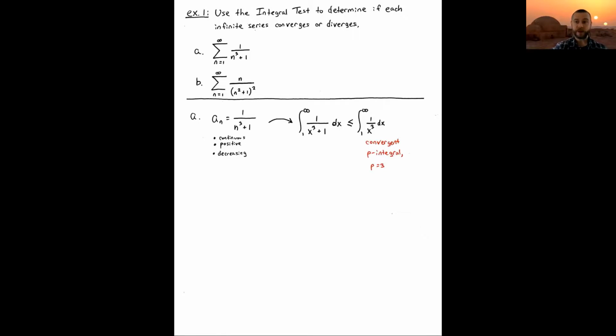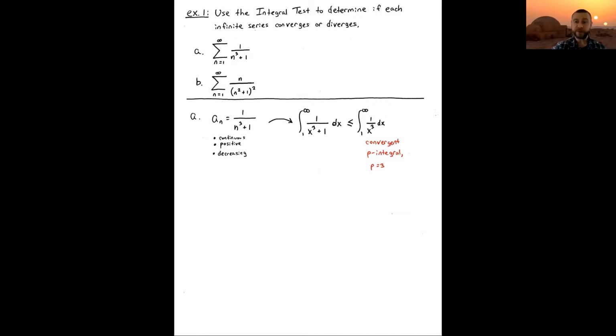We're going to notice here that we can get a bigger function by making the denominator smaller. 1 divided by x cubed plus 1 is less than 1 over x cubed. The benefit of doing this is now this bigger improper integral from 1 to infinity of 1 divided by x cubed is a convergent p integral. The power here, p, equals 3, which is bigger than 1. And this tells us that our integral, which is less than this, is also convergent by using the comparison test.